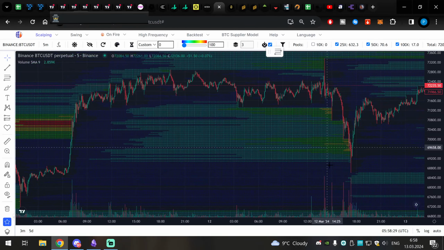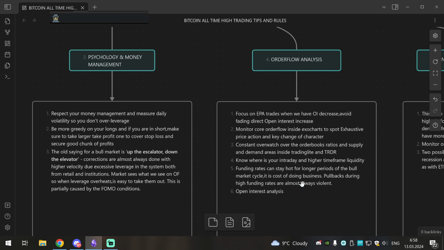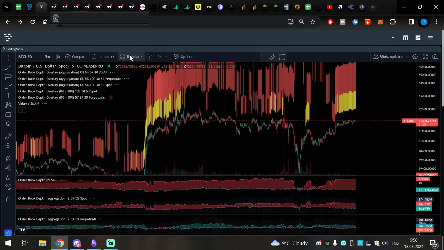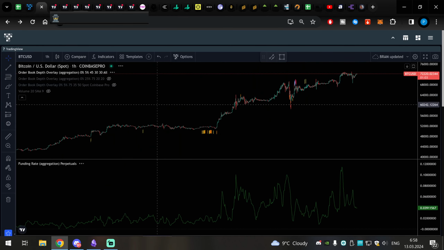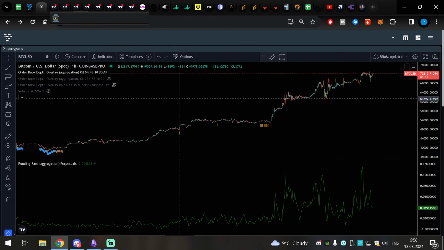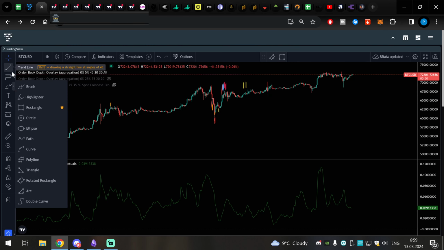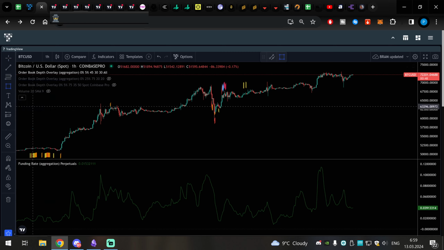Rule number 5: funding rates can stay hot for long periods of the bull market cycle. It is the cost of doing business. Pullbacks during high funding rates are almost always violent. So when we go into our template on TRDR for just funding, I like to have clean templates for funding. You can also chart it, because funding rates have limited charting. So we go for a rectangle here.